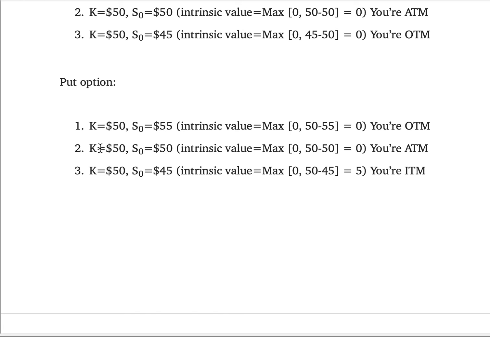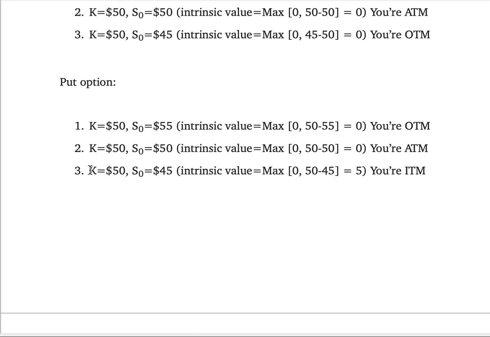Example number 2 for the put option. 50 for the strike price, and the stock price is also 50. Well, I'm clearly at the money, because my strike price and stock price are the exact same. If I calculate the intrinsic value, I would again do the maximum between 0 and 50 minus 50. 50 minus 50 is 0. So what is the maximum value between 0 and 0? Well, it's clearly 0. Therefore, your intrinsic value is 0.